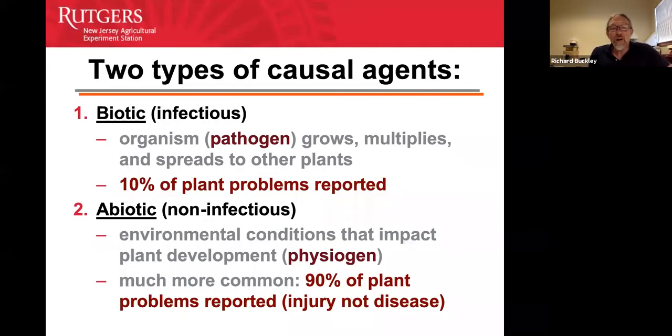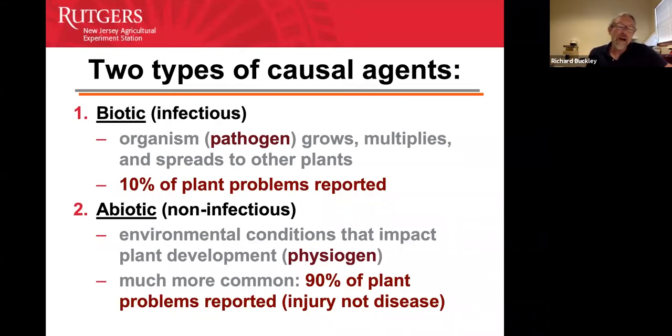Now, when we talk about pathogens or disease-causing agents, we have living organisms that grow, multiply, and spread from plant to plant. So when you're looking at this, we call it pathogens, we call it infectious disease. Only about 10% of the plant problems reported are caused by living organisms. It's kind of interesting to me because most of us think that that number's a lot higher.